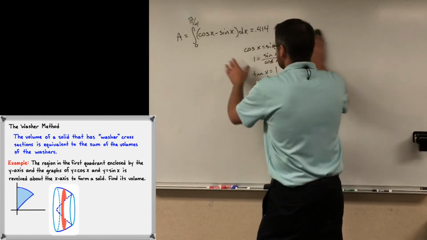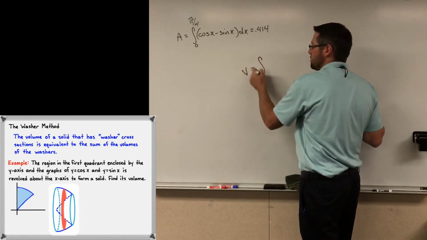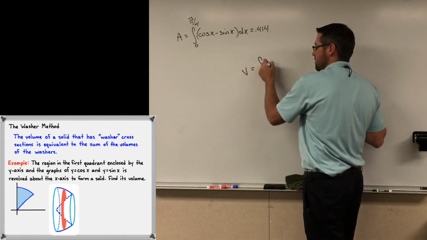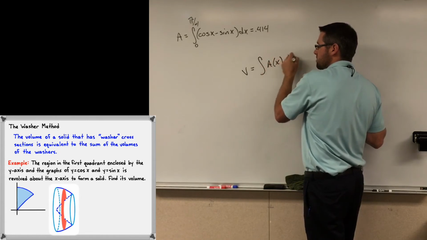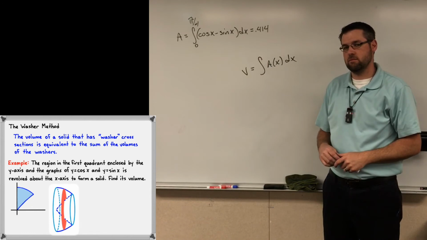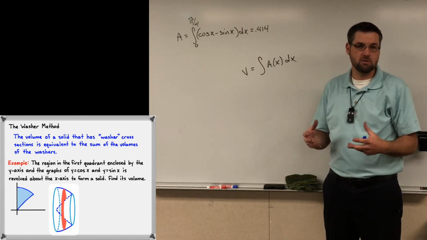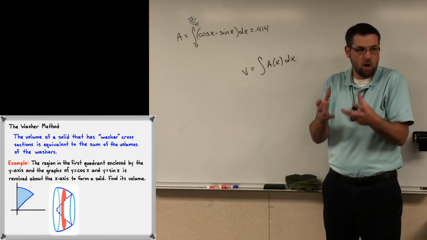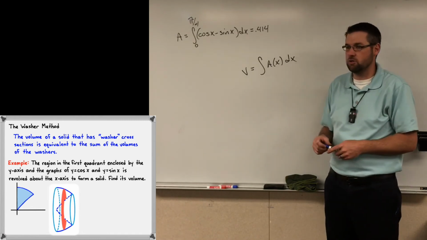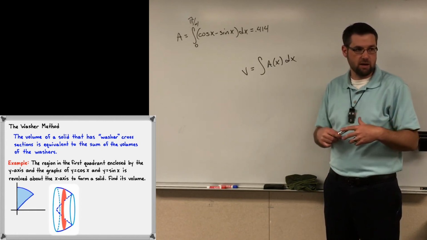I want to leave this up here because I want you guys to see the comparison. But remember, volume is equal to the integral of the area times dx, right? So what cross section do I have? I have a circle. I have a washer. The shape is a washer. How do you find the area of a washer? Subtract one from the other. You find the area of the big guy minus the area of the little guy, right?